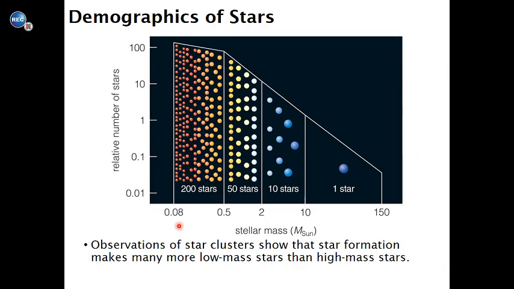And in general, when we look at star clusters, star formation seems to make a lot of low-mass stars and not so many high-mass stars. And that's what we see in the universe, is there's a lot of smaller red stars and fewer large blue stars. Some of that is that the universe is producing more red stars than blue stars.